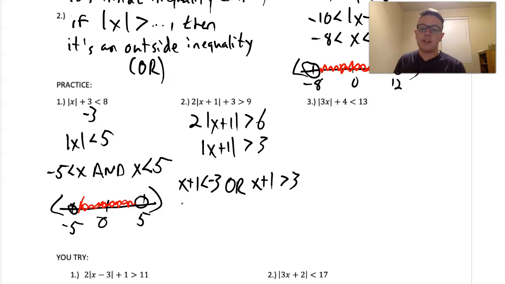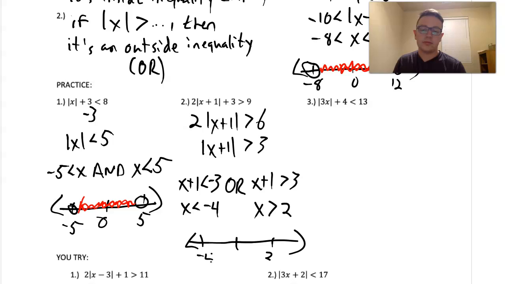Now we're going to finish solving for this. Subtract 1, we get x is less than minus 4. Subtract 1, we're going to get x is greater than 2. Now we're going to put this on our number line, and both of these dots are open. Now we said this is everything outside or exterior, meaning that everything away from 0 is going to be our solution.